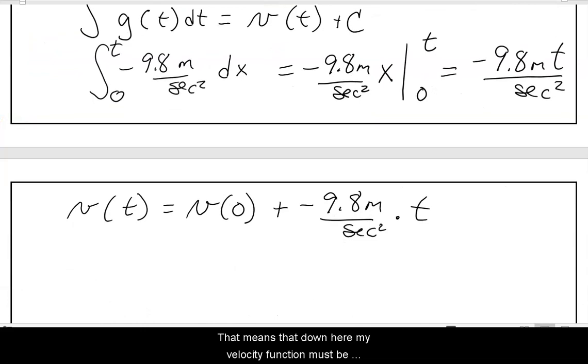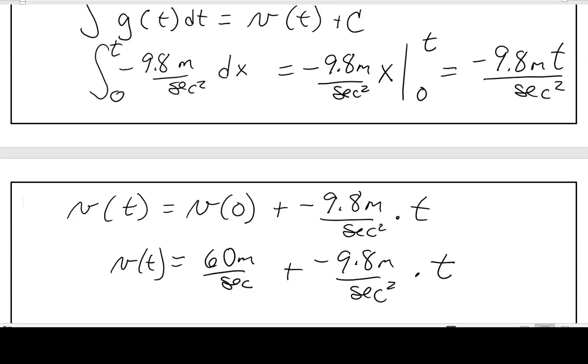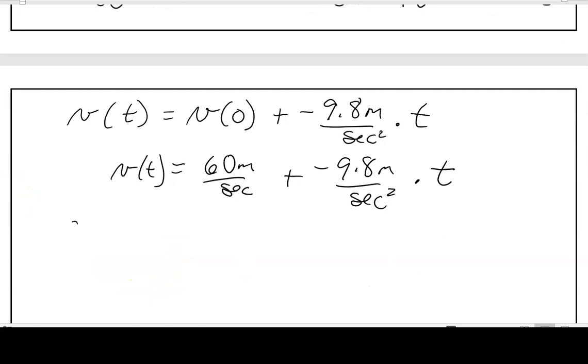That means that down here, my velocity function must be equal to 60 meters per second plus negative 9.8 meters per second squared times t. That will represent velocity. To find the next one, I will need to compute the position. To find position, I need to integrate velocity. So now I need to integrate velocity.